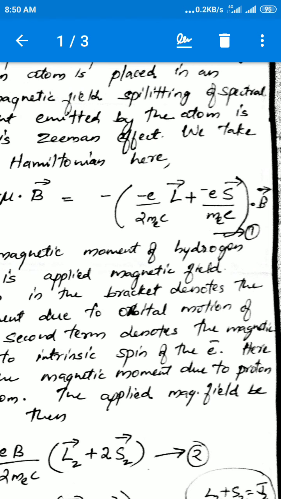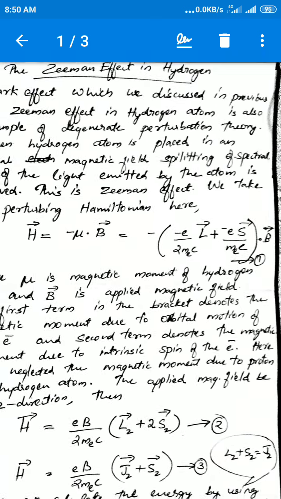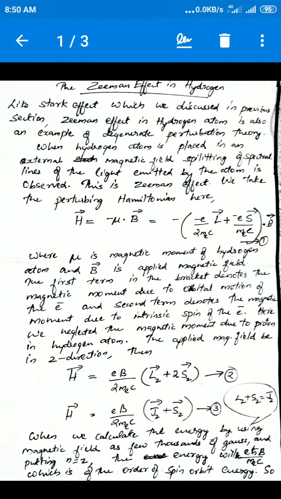Minus mu dot B is written in equation 1, where mu is the magnetic moment of the hydrogen atom and B is the applied magnetic field. The first term in the bracket denotes the magnetic moment due to the orbital motion of the electron, and the second term denotes the magnetic moment due to the intrinsic spin of the electron. Here we neglected the magnetic moment due to the proton in the hydrogen atom.